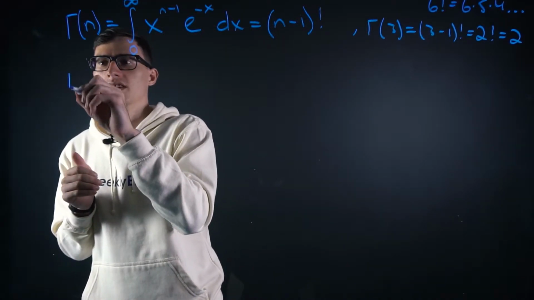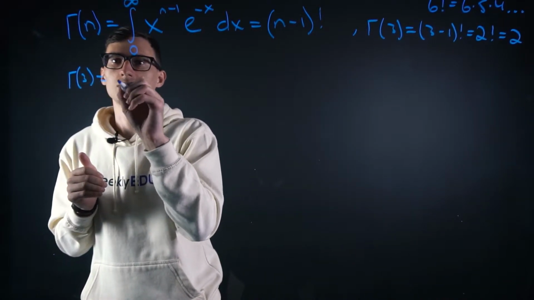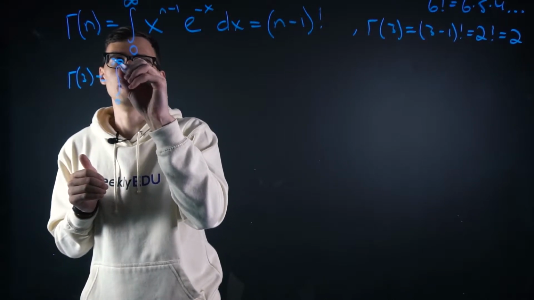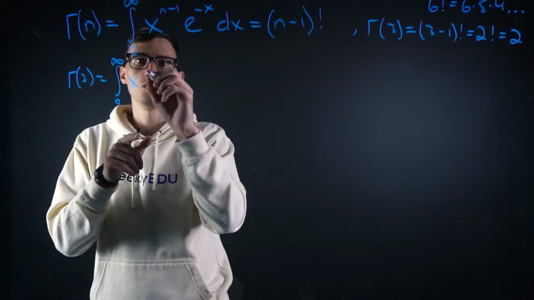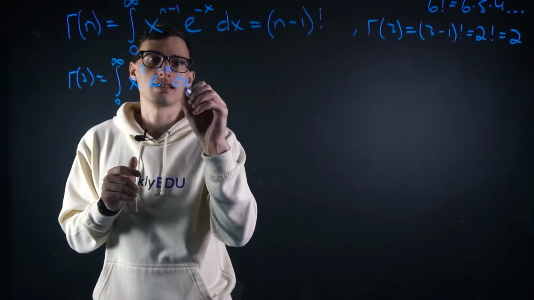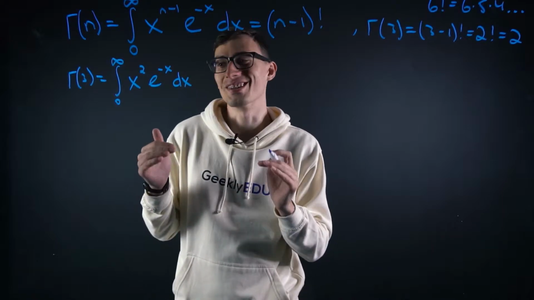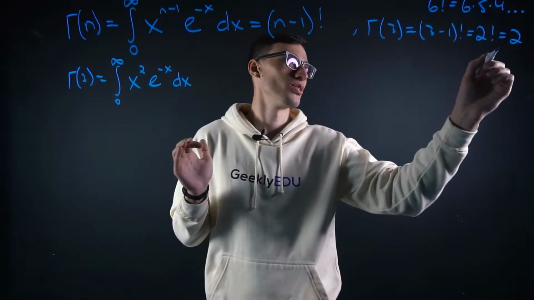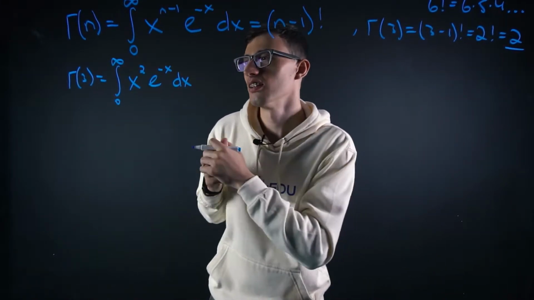So let's get started. Gamma of 3 equals the integral from 0 to infinity, x to the 3 minus 1, which is 2, e to the minus x dx. Now, what do we do from here? How do we get this to equal this? Well, it's not that hard. Let's do it.